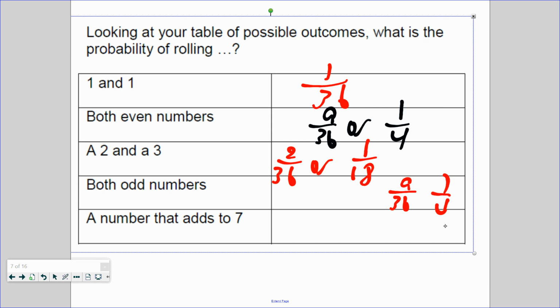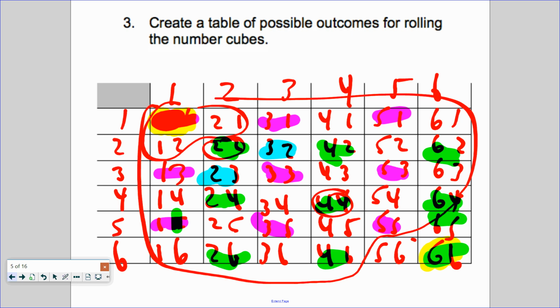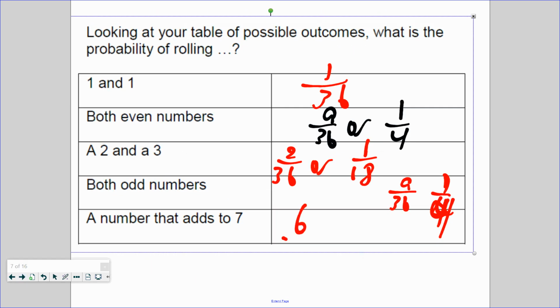And numbers that add up to 7. How many numbers add up to 7 here? Let's circle. 7, 7, 7, 7, 7, 7. It's a diagonal. There's 6 ways to land that adds up to 7, like 1 and 6. That's the reason why, when you roll dice, you always hear 7 is the lucky number. There is a higher chance of rolling a sum of 7 than any other sum.